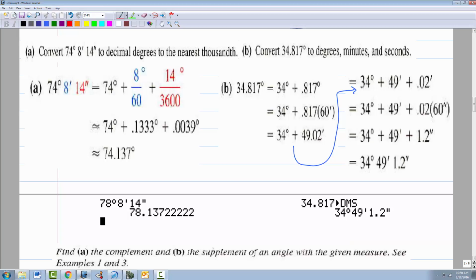And then 14 seconds, well, to figure out what that is as an hour, I have to divide it by 3,600, because there's 3,600 seconds in an hour. So there's 3,600 seconds in a degree. 14 seconds is 14/3600ths of a degree. And basically what you can do in even the simplest of scientific calculators, which I told you to buy, is type this as a string on your calculator and just press enter. That's all you have to do.